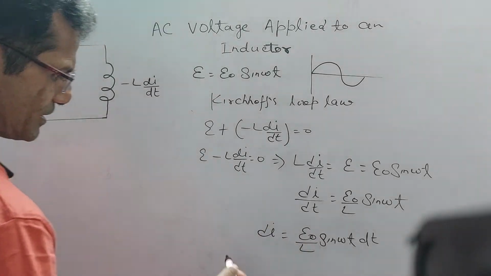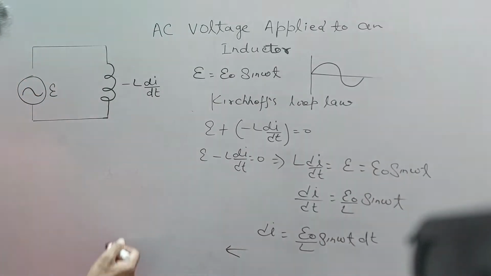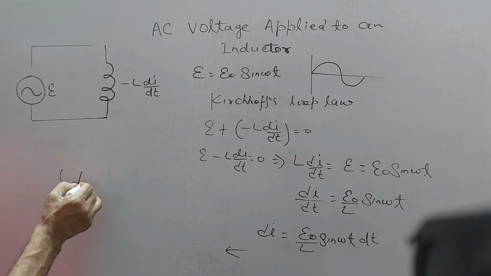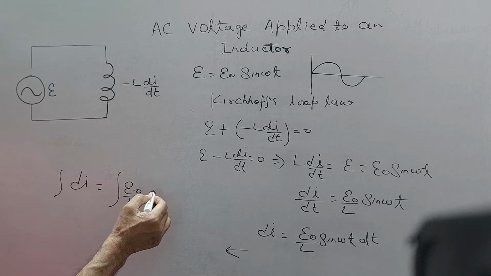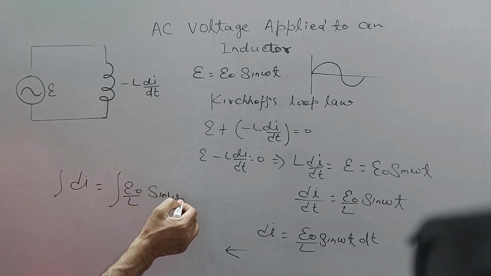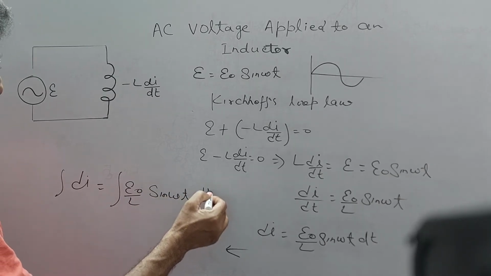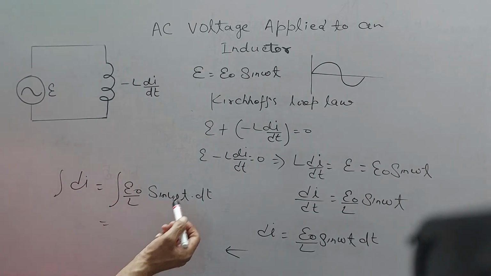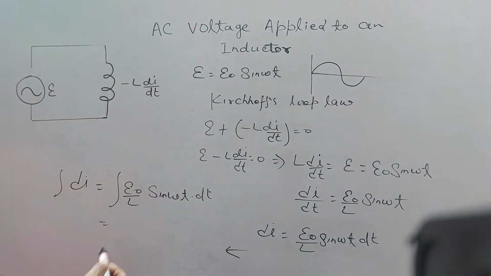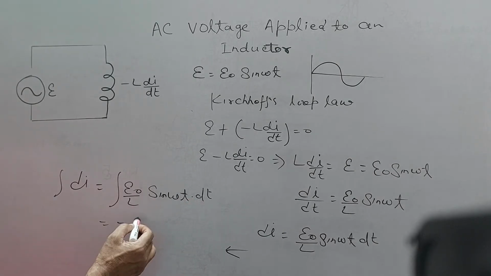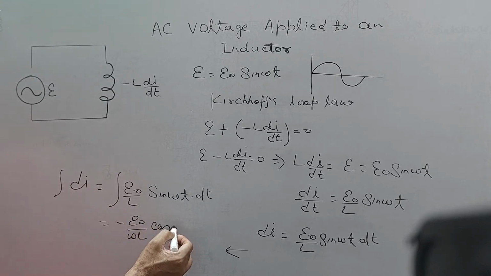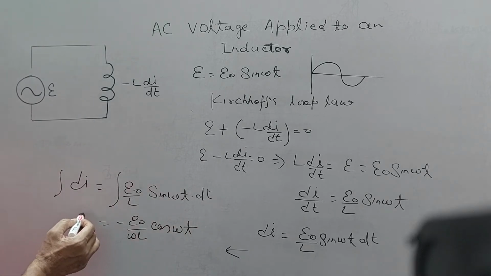Now the current becomes the integral of E naught upon L sin omega t dt. It comes out that the integration of sin omega t becomes minus cos omega t divided by the coefficient of t, which is omega. So I equals minus E naught upon omega L cos omega t.